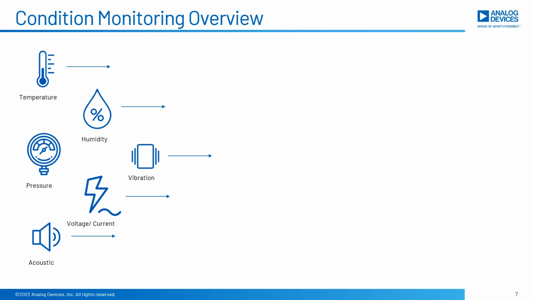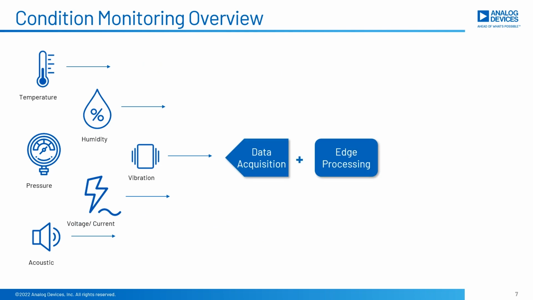So what do we mean by condition monitoring? Ultimately, condition monitoring is focused on taking real-world phenomena, be it temperature, humidity, pressure, vibration, voltage, current, and acoustic, and taking these real-world signals, digitizing them, bringing them into the digital domain, and using edge processing to extract actionable insights that we then use to monitor the health of an asset.